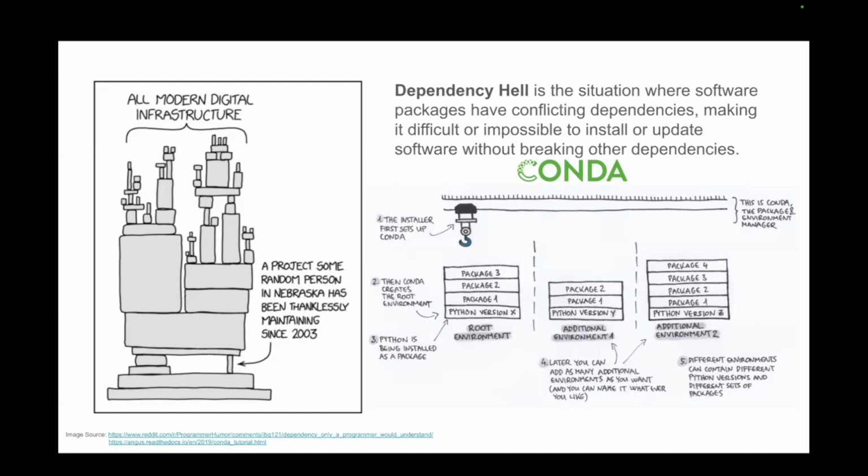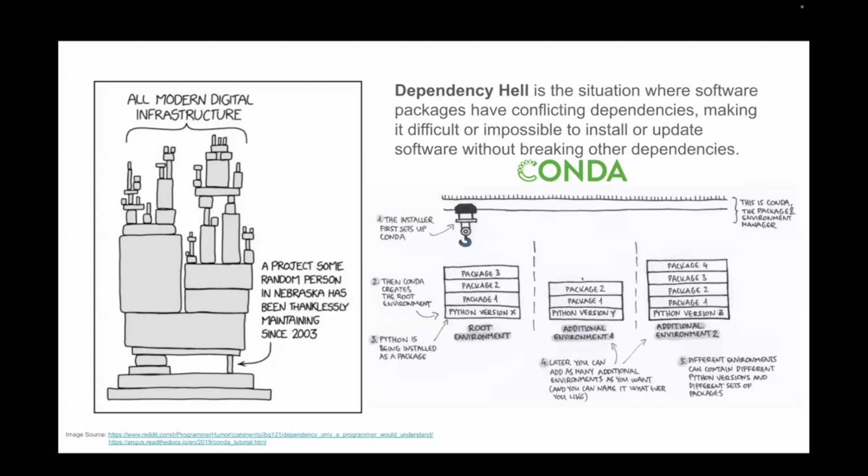This environment installs a Python version X and some needed packages 1, 2, 3. Now you have a project and you need a certain Python version. Using Conda, you can easily create another environment, install another Python and install package 1 and 2. It's separate from the root environment, and then you can move your hook to this environment and use it.